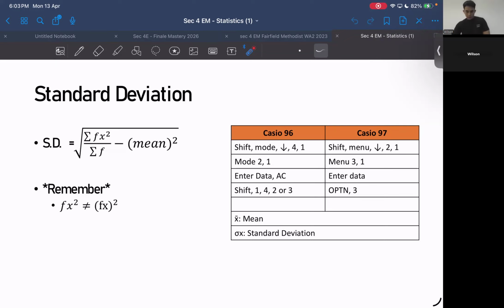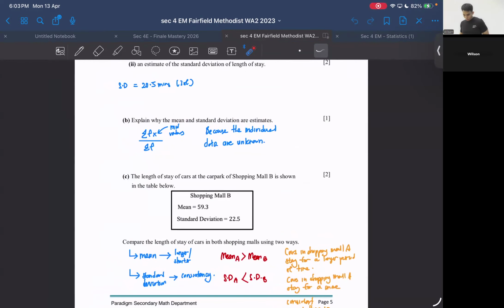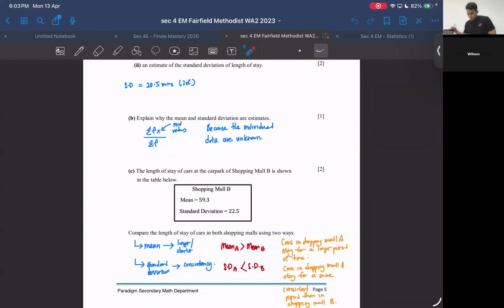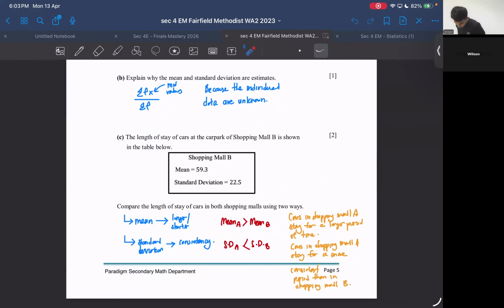I'm just gonna show you the answer over here. You should get the estimated standard deviation as 20.5. The individual data are unknown for the mean and standard deviation. That's why I estimate. Mean is about longer or shorter, standard deviation about consistency. Some of your answers are even better explained. Cars in shopping mall A stay for a longer period of time. Cars in shopping mall A stay for a more consistent period than in shopping mall B.